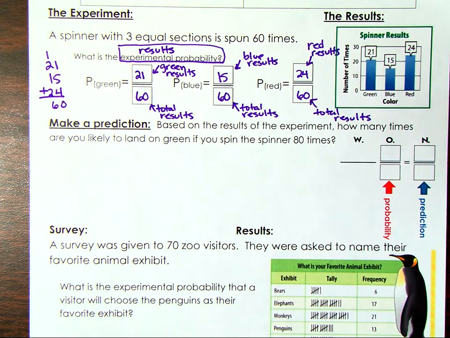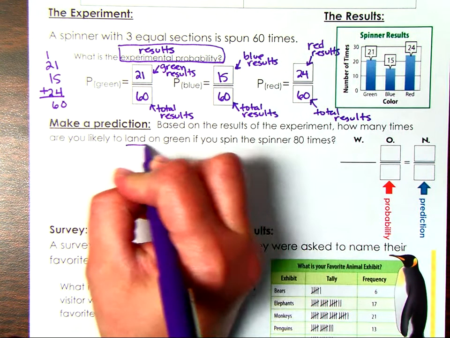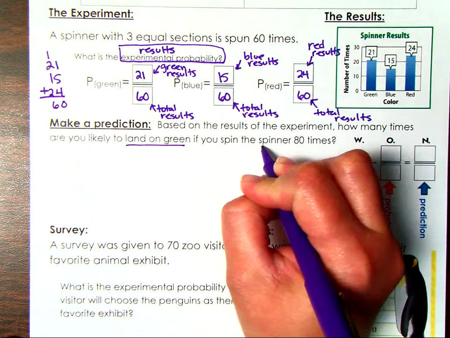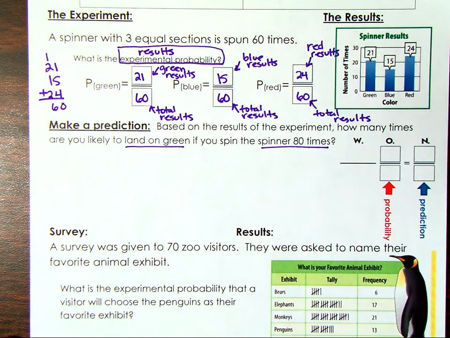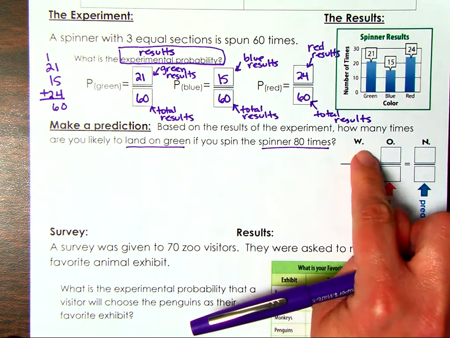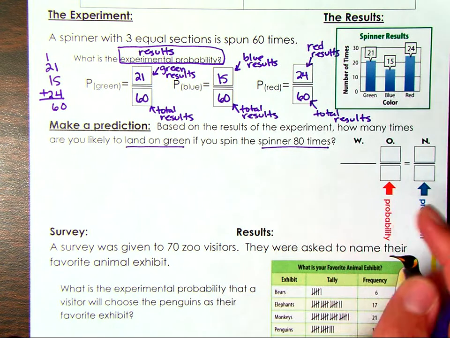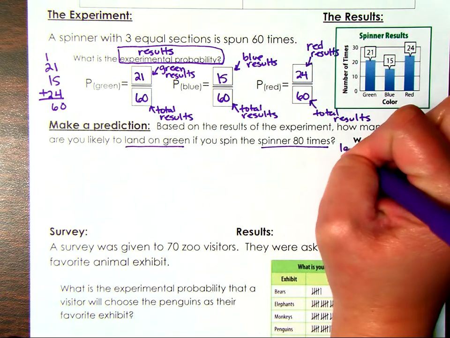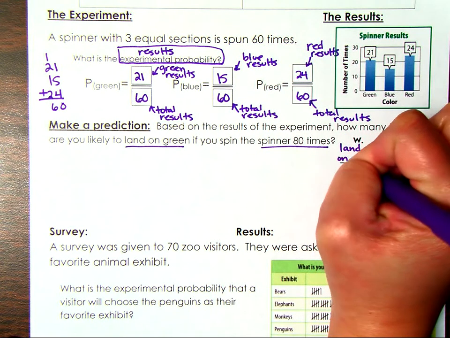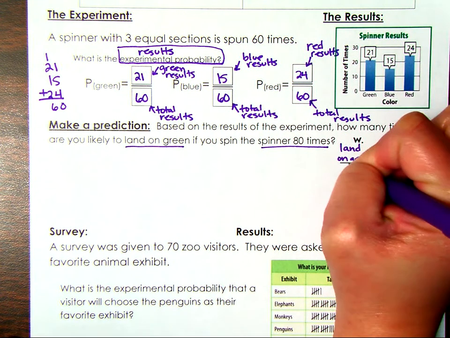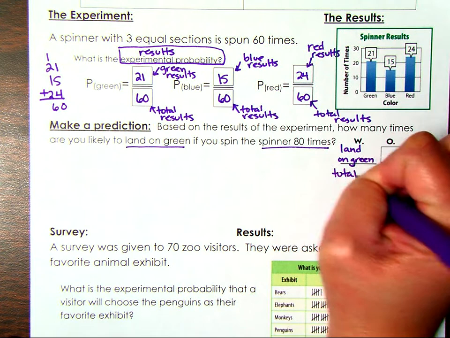Okay? So now we can also use this to make a prediction. So it says, based on the results of the experiment, how many times are you likely to land on green if you spin the spinner 80 times? So again, our favorable outcome is the numerator, our total outcomes is the denominator. And what we're looking for is landing on green. So I'm going to say land on green to total outcomes.